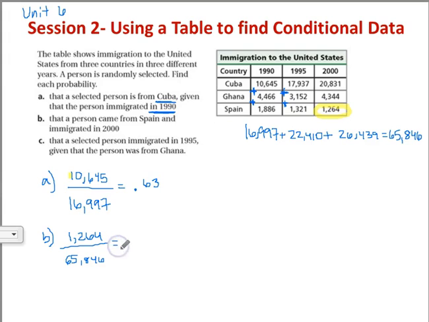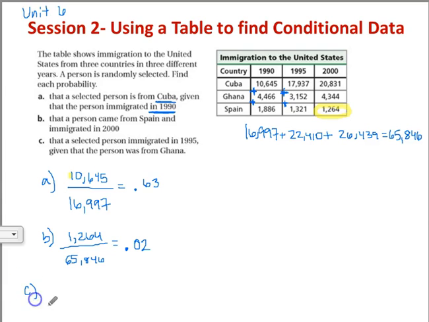65,846. We want that answer as a decimal, so let's go ahead and divide the numerator by the denominator. And we get, go ahead and do that on your calculator. Check your work with mine. I always go 2 decimal places. So I'm going to get 0.2 when I round to 2 decimal places.